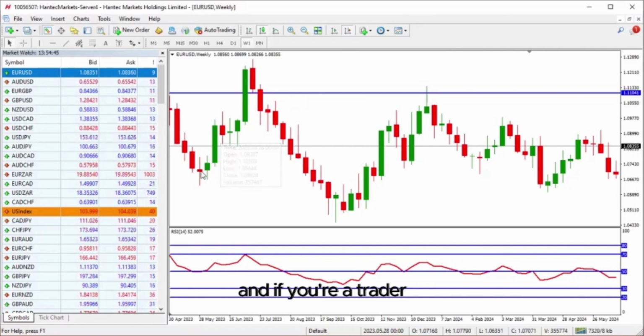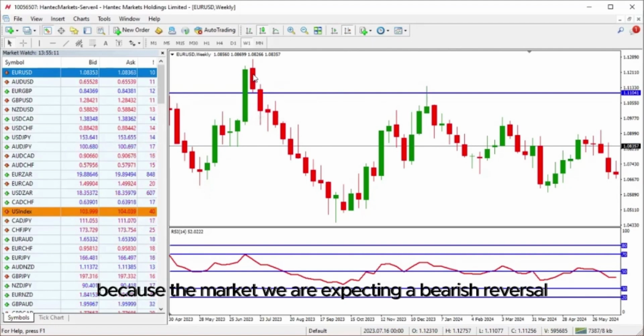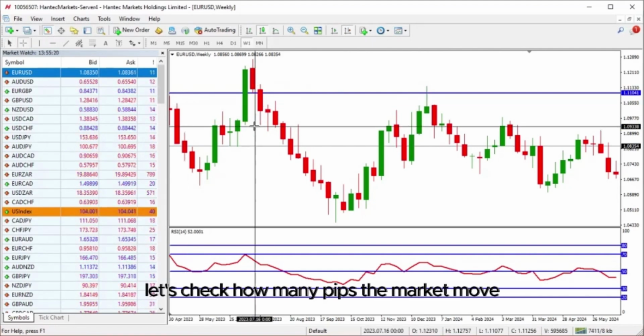And if you're a trader who is already buying this market, after spotting dark cloud cover, you can take your profit. You can close your trade because of this dark cloud cover. Because this dark cloud cover is telling us that the buyers are losing momentum, the buyers are losing strength, signaling bearish reversal. So this is the point where sellers can join the market to sell, because we're expecting a bearish reversal.